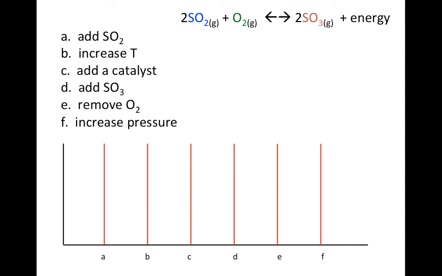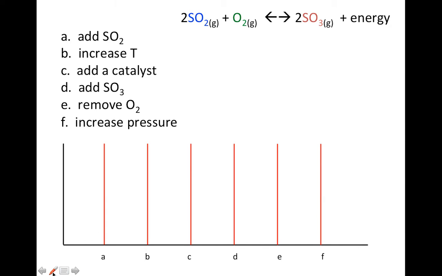Good day. We're going to try doing some graphs when we apply different stresses to an equilibrium. And so you can see A, B, C, D, and F represent these different stresses. And I've tried to make these different colors so that we can keep track of what's happening to each of the chemicals over the course of these stresses.